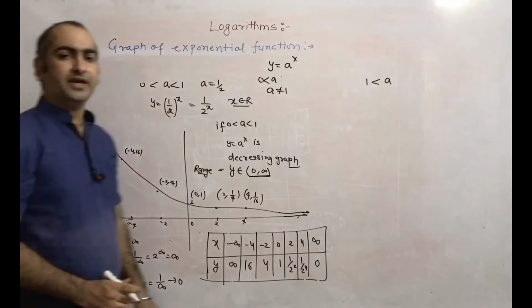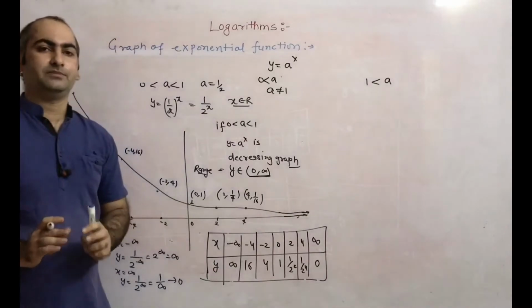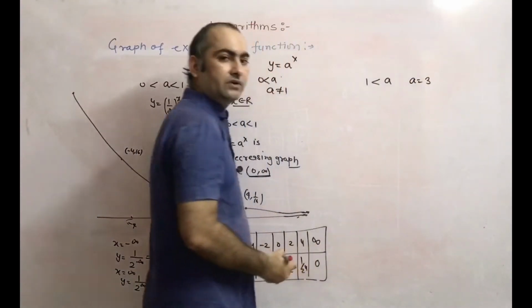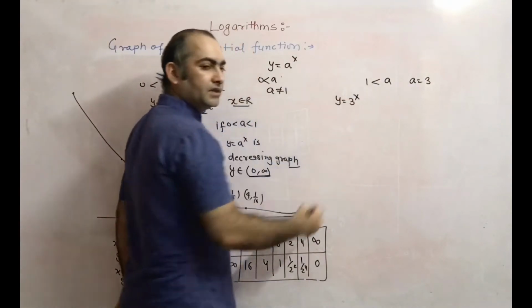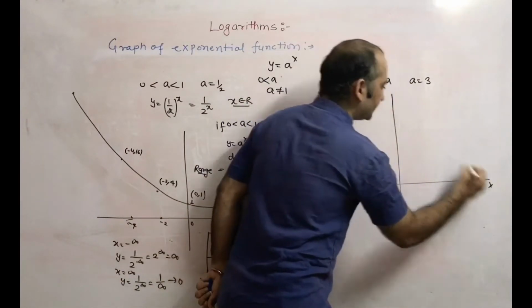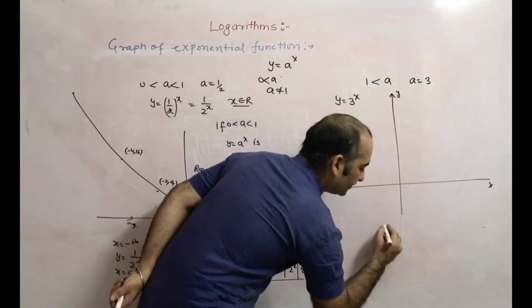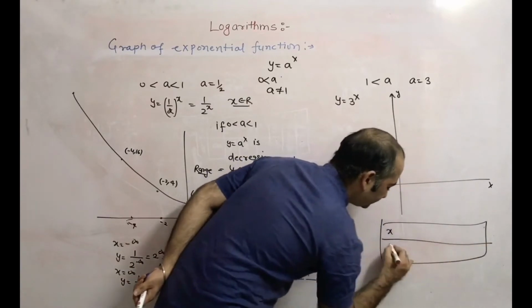Next graph we are doing is if a is greater than 1. For that also we are taking one example. Suppose I take a value 3. Then y equal to 3 power x. Same thing, we are taking x-axis and y-axis. So here also we are making a table. We'll put x values and find out y values.